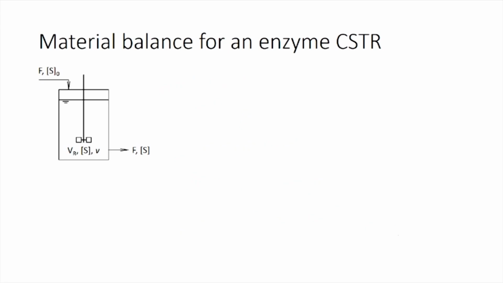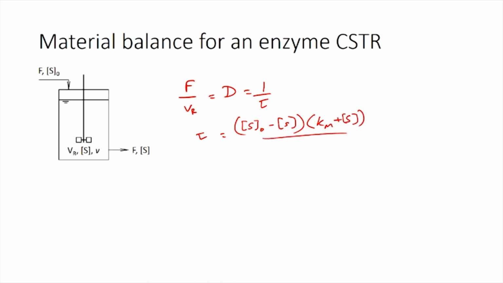Now, we have the definition for F by Vr as the dilution rate. This is a term which is usually used for understanding and designing reactors. This dilution rate is equal to 1 by tau, which is the residence time inside the reactor. So, we can calculate residence time tau as S0 minus S times Km plus S, divided by Vm times S.